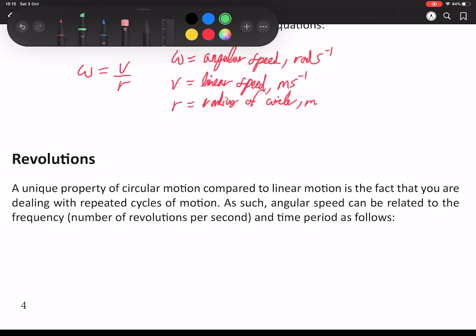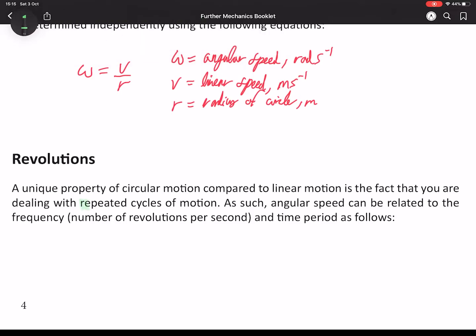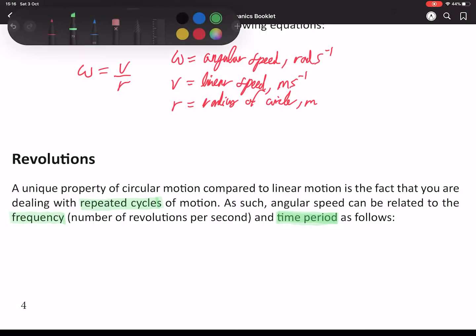We also have to relate to frequency. So whenever you're dealing with rotations, so circular motion, you're dealing with repeated cycles, continuous motion around and around. So as a result, frequency has quite significant meaning. So our number of revolutions per second for the frequency can also be converted into time period, which is not given.